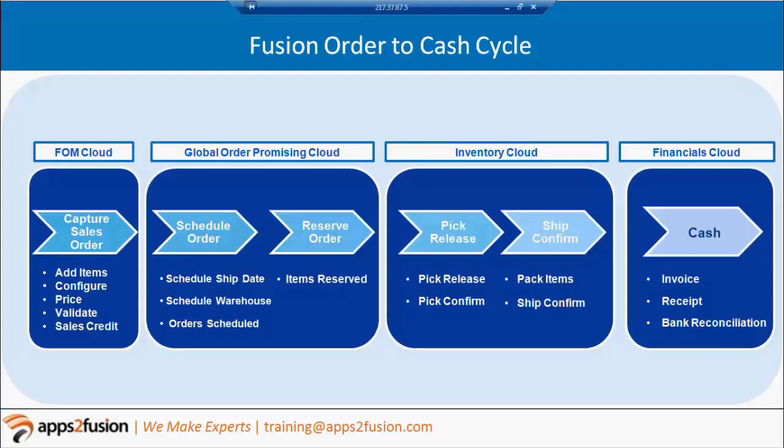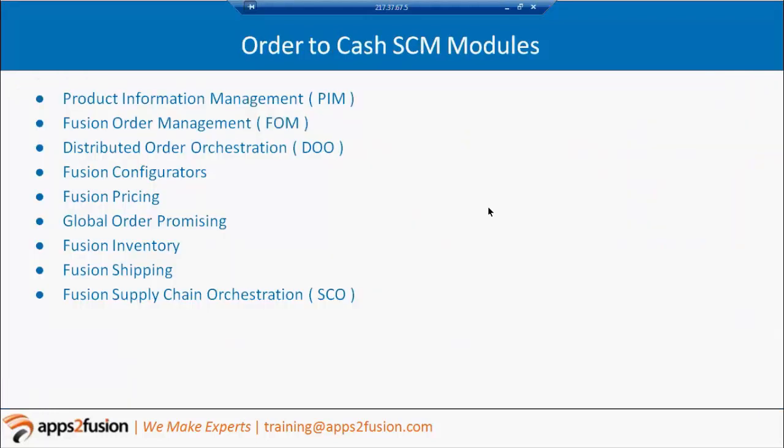Okay, all right. Let's move on to the next slide. I hope you're able to see my screen. So these are the order to cash modules that Oracle is providing. One of the things needed is the product information management. This is the place from where the items come. Next, we have the Fusion Order Management. This is the place where we create sales orders.